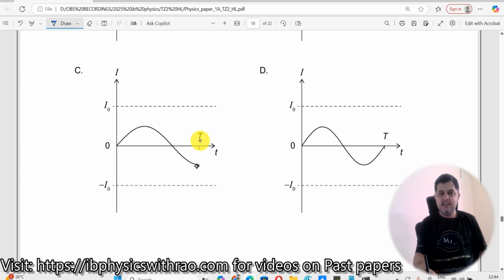But you see it has not completed one full cycle. So this is incorrect. Here it has completed one full cycle. At the same time the current has reduced. D is the right answer.